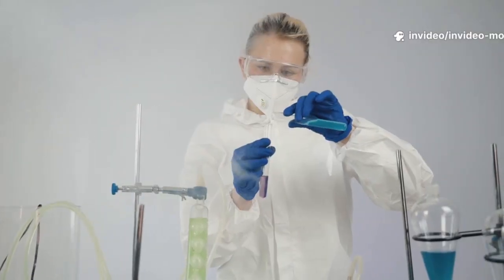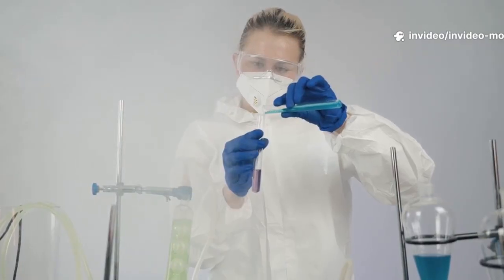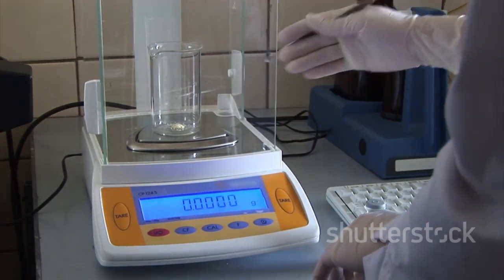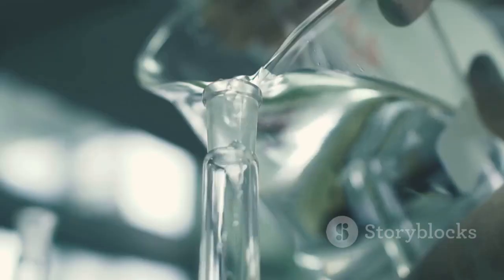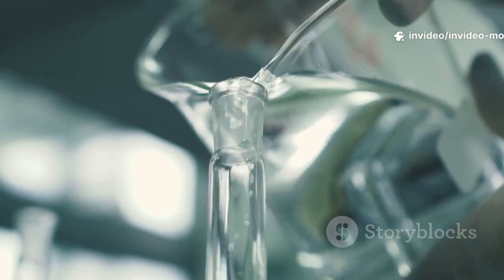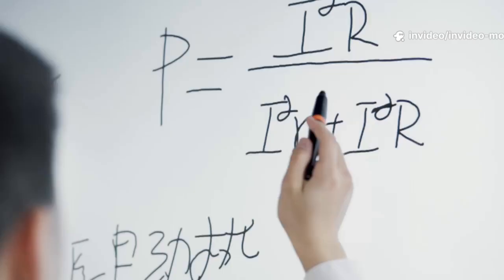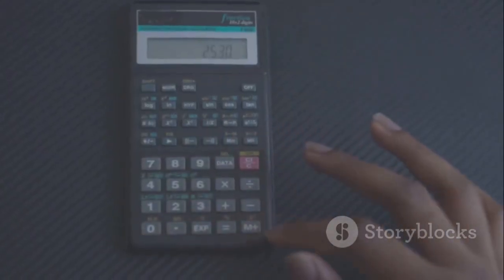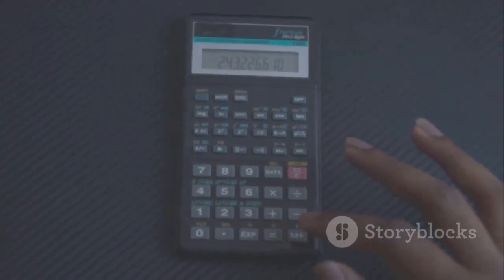So let's get practical. How do I use the mole in real life? First, the basics. 1 mole of a substance is its molar mass in grams. For example, 1 mole of water, that's about 18 grams. Now let's say I've got 36 grams of water. How many moles is that? Simple. Number of moles equals mass divided by molar mass. So, 36 grams divided by 18 grams per mole.